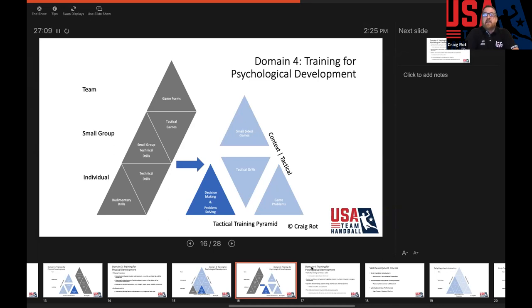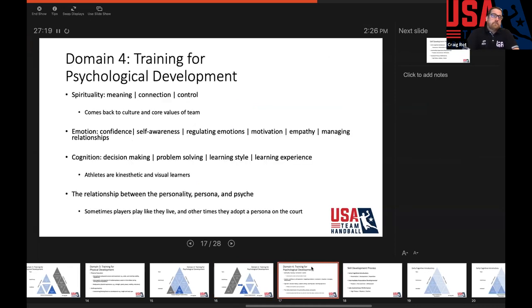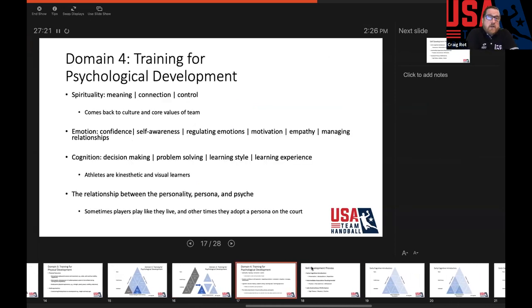And it's because they're focused on the physical and think they can power their way through something that they have to recognize first before they can win it and defeat it. And that's important. Training for psychological development contains four basic areas. There's spirituality. Spirituality, meaning, connection, control.